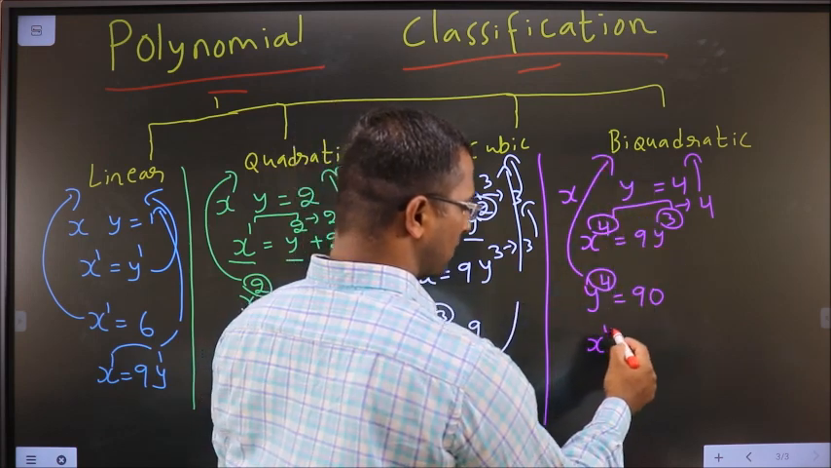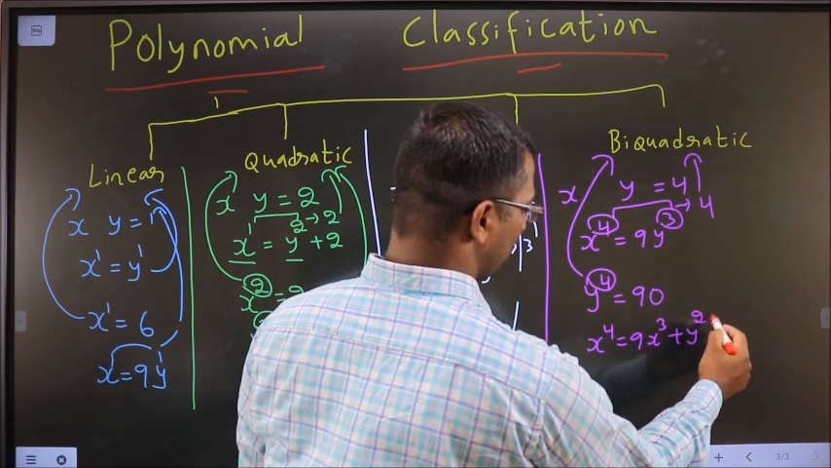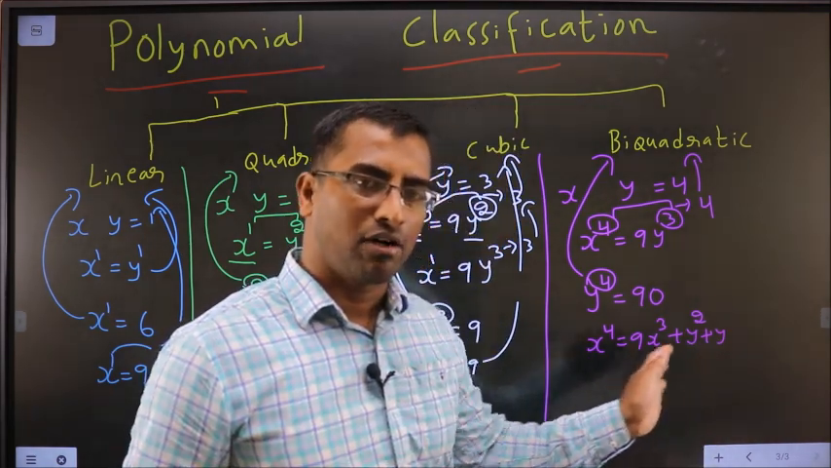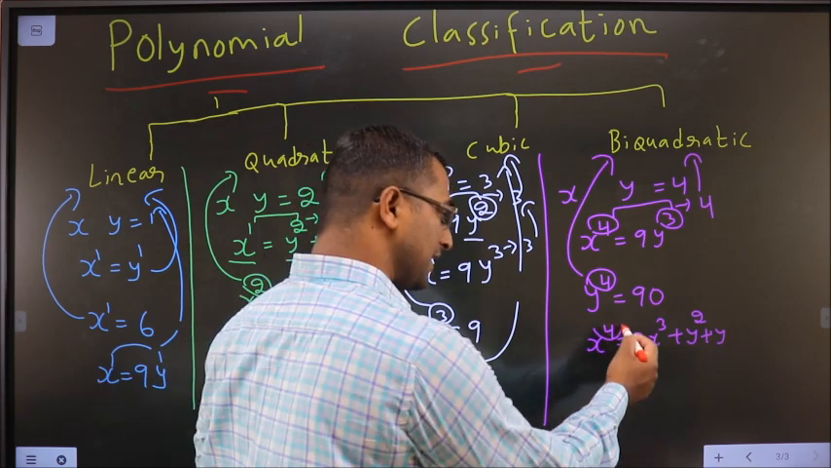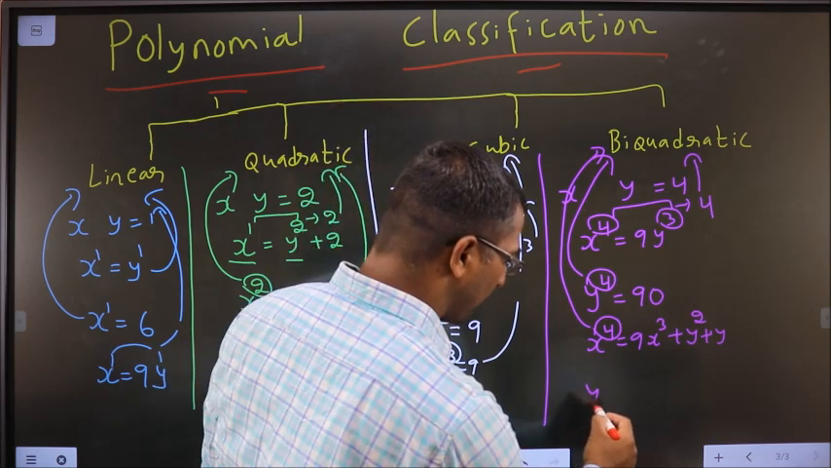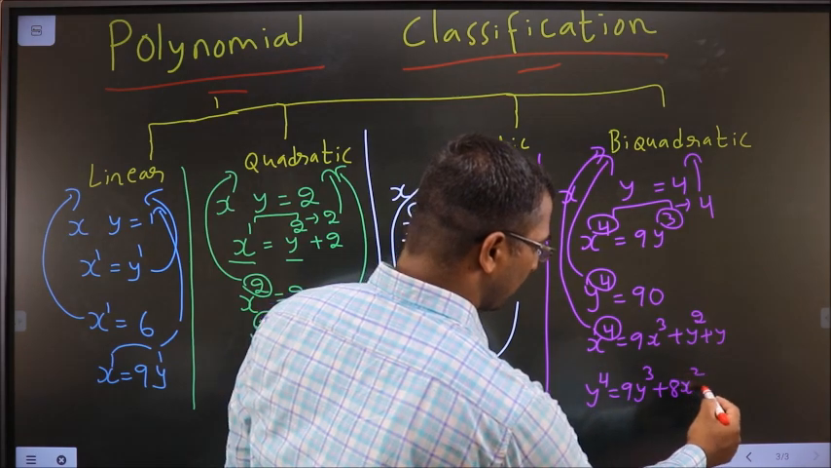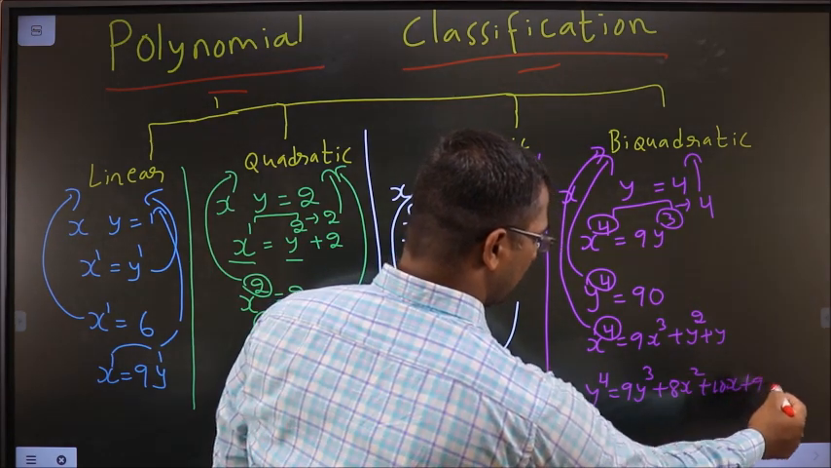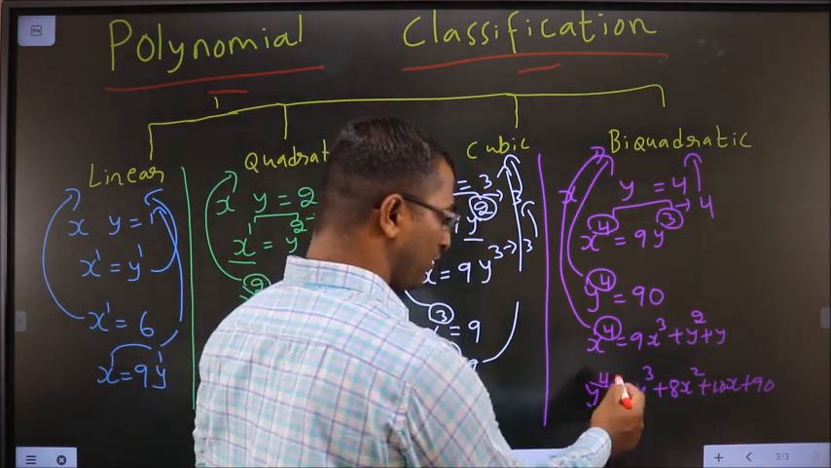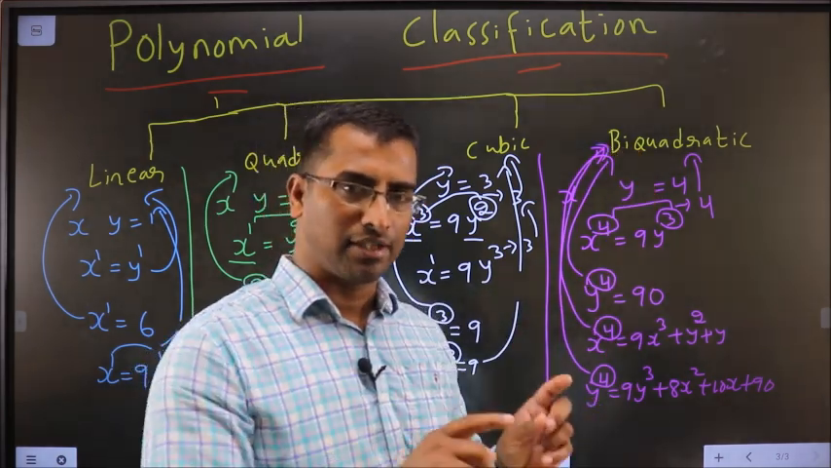Another example, let us say x power 4 equal to 9 x cube plus y power 2 plus y. Look at power on the variables. Of all the powers, 4 is the highest. So this comes under biquadratic. Another example could be y power 4 equal to 9y cube plus 8x square plus 10x plus 90. Look at highest power on the variables is 4. So this comes under biquadratic. Hope you have understood. Highest power should be 4.